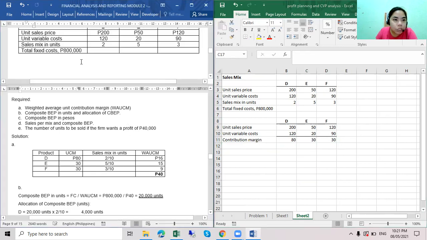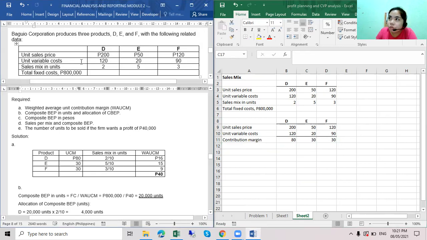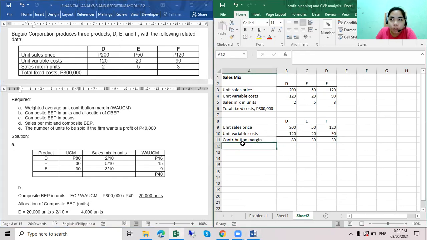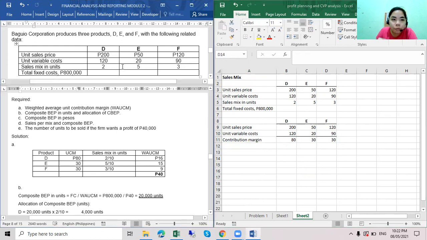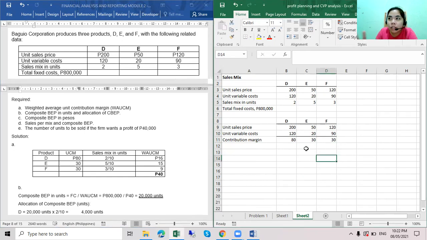However, diri sa aton nga problem, may sales mix in units sa. So we have to use ratio and proportion, no? So for example, total sini is 2 plus 5 plus 3 is 10. So sa 10 units in total nga ma-produce ni Baguio Corporation, 2 units is D, 5 units is E, and 3 units for F, no? So, for example, sa 10 niya nga ma-produce, amo na ang allocation sa tatlo ka product.